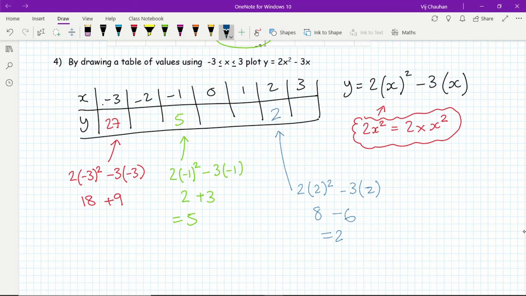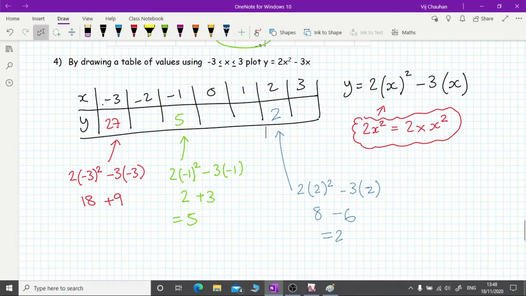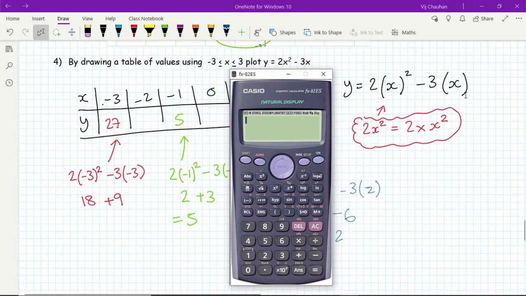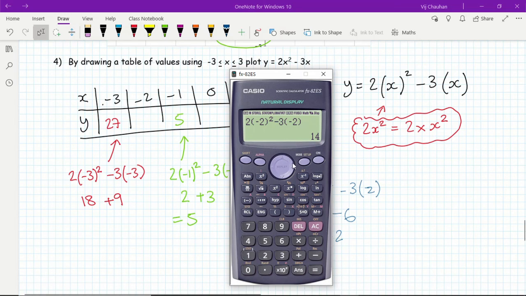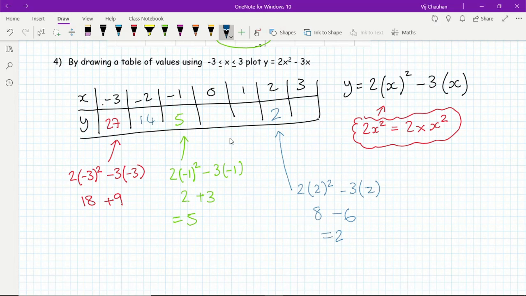So all I then need to do is fill in the rest of that table, and let's use our calculator and I can show you how we can do that. I can either enter the formula as it is, so I've got 2, and then bracket, let's do the -2, so it's -2, close bracket, squared, minus 3 bracket -2, close bracket, and press equals. So I get 14, and I add 14 to the table.